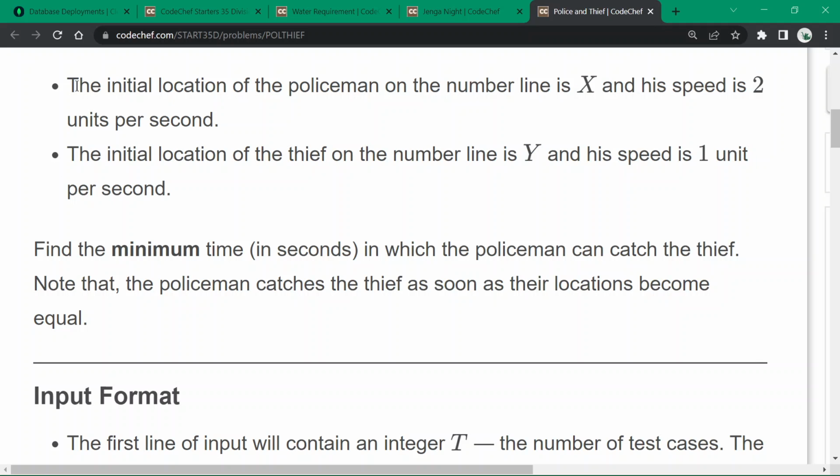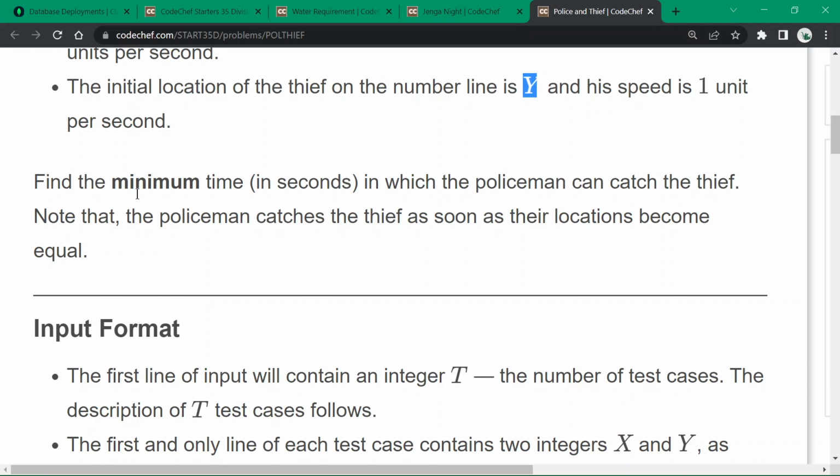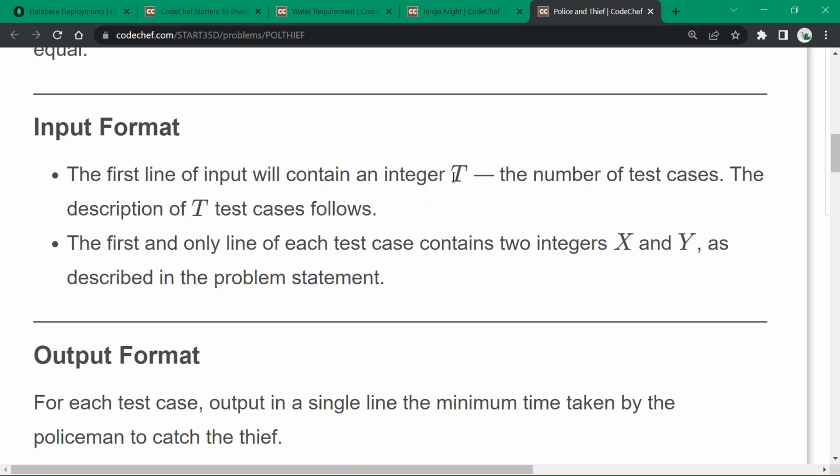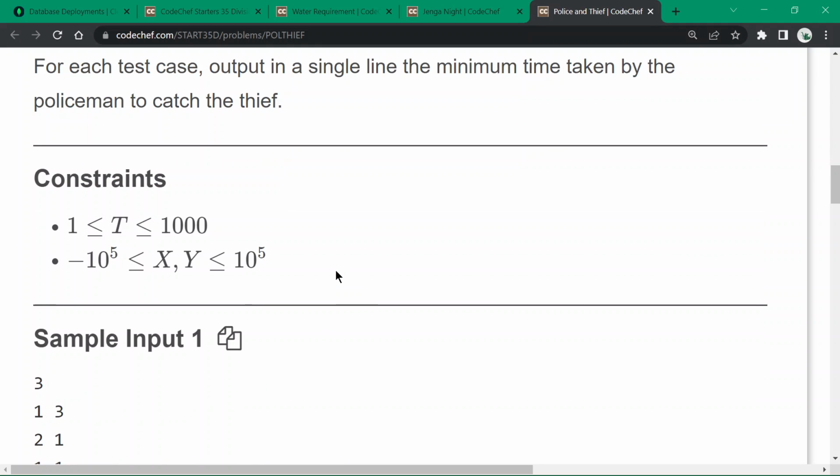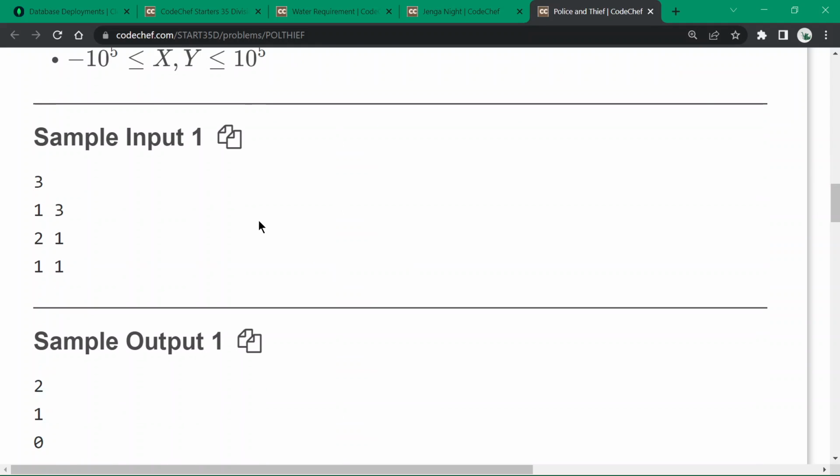The first one says that the initial location of the policeman on the number line is X and his speed is 2 units per second. The second one says the position of the thief is Y and his speed is 1 unit per second. We have to find the minimum time in seconds required to catch the thief. This is the input format: first T for test cases, and then two integers for each test case, X for the initial position of the policeman and Y for the initial position of the thief. We have to print the time required.